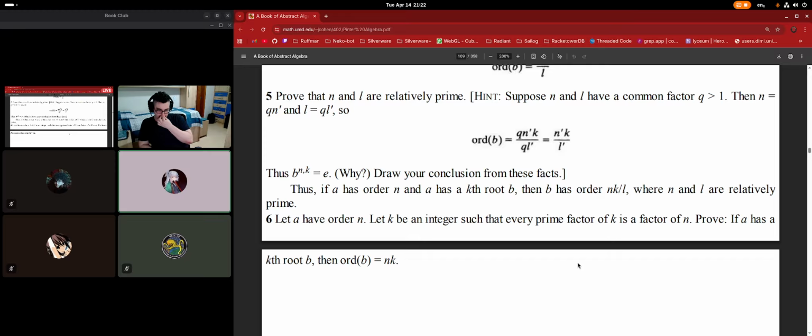I think this is just basically the generalization of everything you've done before, right? No, but this is still very strong, isn't it? Because you're saying that you have an integer k. Every prime factor of that integer is a factor of n, which is the order of a. Then you have a kth root, then somehow the root of the individual. Having a root means a is equal to b to the power of k, right? And then the order of the individual b is equal to n to the power of k. You probably have to write this down.